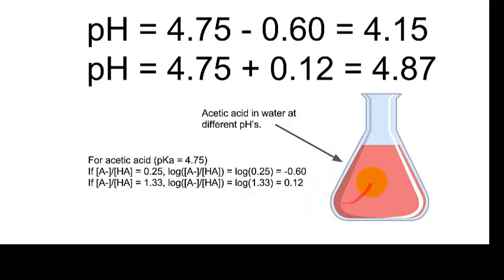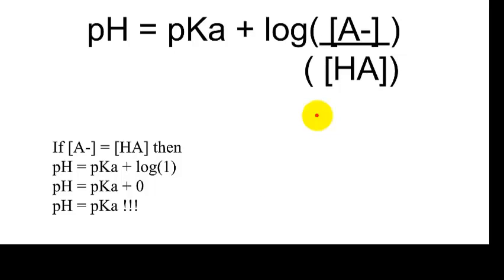But let's say in some different solution of this, there was a ratio of 1.33. The log of that is 0.12. You would add that to 4.75, and you would get a pH of 4.87. So again, the acid that's in here has a particular number, 4.75. But the pH changes depending upon what the ratio of the conjugate base to the conjugate acid is in that particular solution.